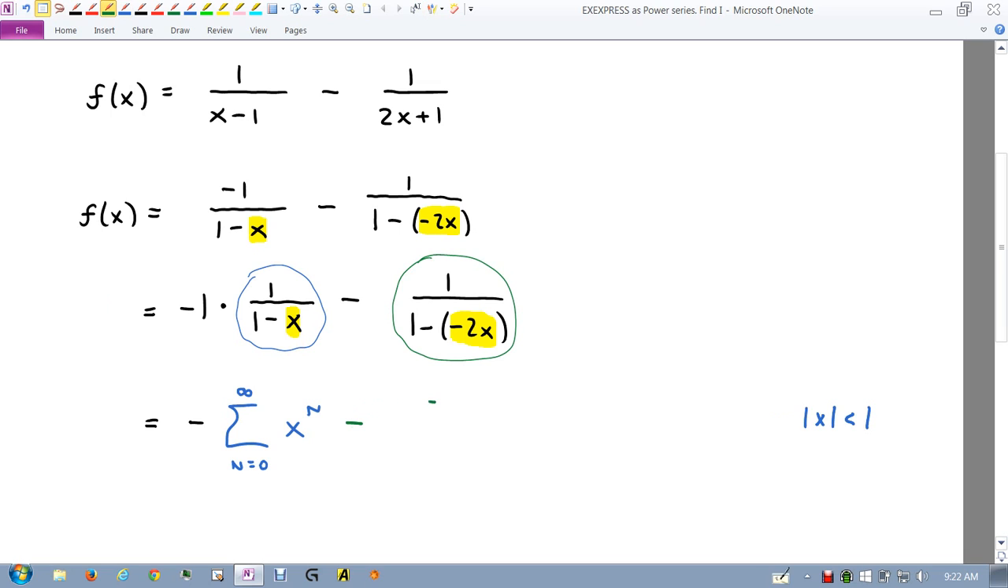Minus the sum n equals 0 to infinity of what this time? Negative 2x, that entire quantity to the n. And that's true as long as what? The absolute value of negative 2x is less than 1.